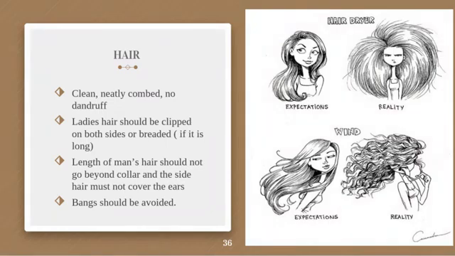We start with the hair. You have to clean it, neatly comb it, or make sure that you don't have lice and dandruff. Ladies should have hair clipped on the sides if it is long. The length of men's hair should not go beyond the collar, and the sides of the hair must cover the ears. Especially if you're handling food, you have to have a hair net with you to be safer. Bangs should be avoided.